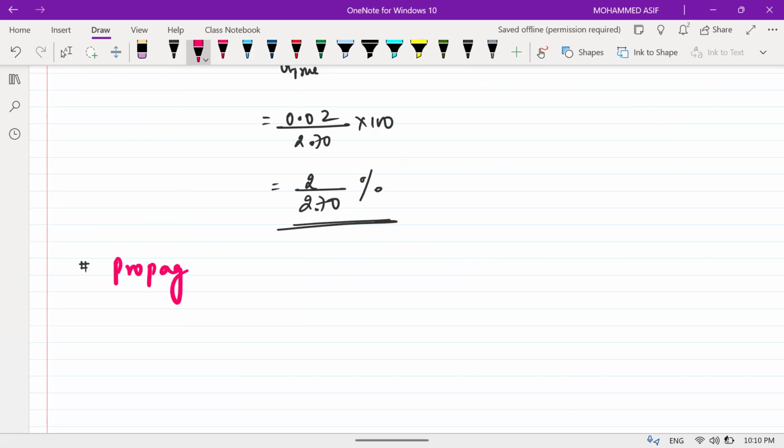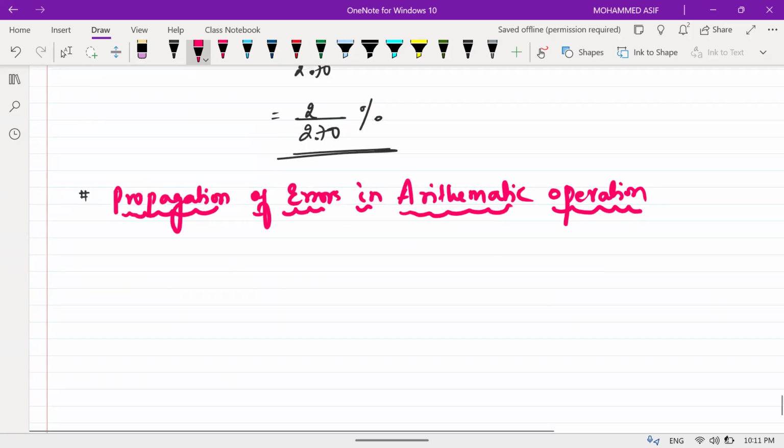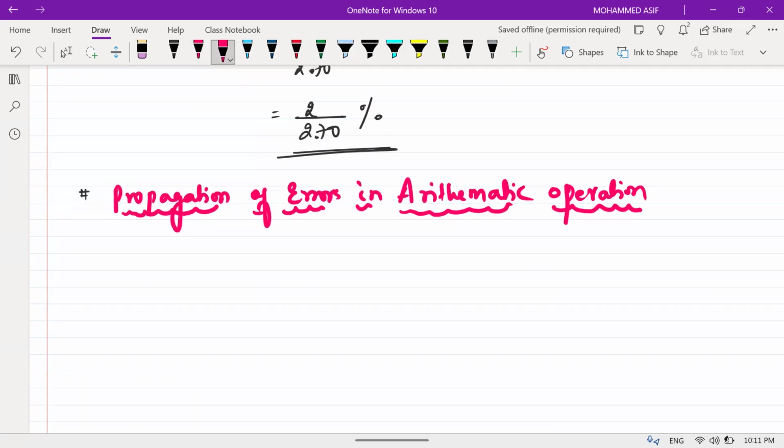Propagation of errors in arithmetic operations. So let us try to talk about propagation of errors in the arithmetic operation. That means in addition, in subtraction, in multiplying, all this we'll try to discuss them in detail.